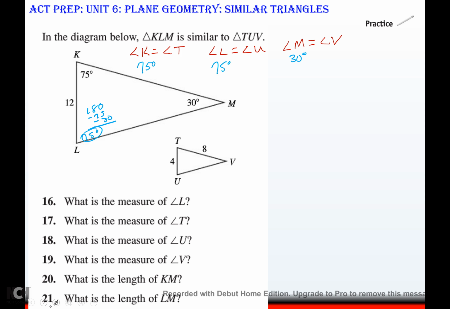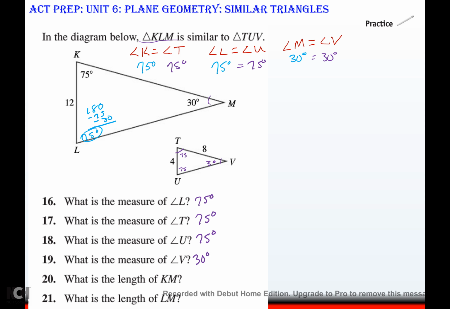which makes, okay, so I know those three, and what that means is that since K is 75 and T corresponds, then T is 75. Since U corresponds to L and L is 75, then U is 75. And since M is 30 and V corresponds to M, V is 30. Okay, so there's my angles. So what's the measure of angle L? 75 degrees. Of T, 75 degrees. Of U, 75 degrees. Of V, 30 degrees. And now they're going to want the other two sides.